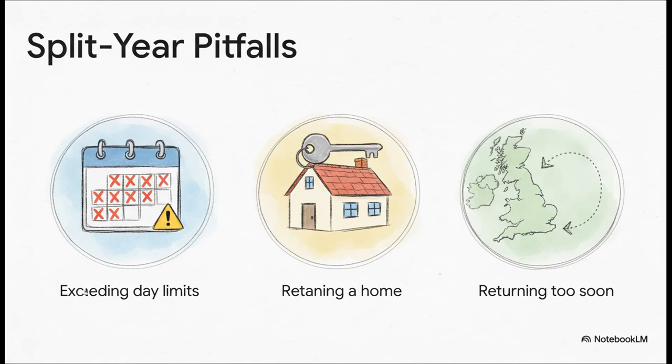But you've got to be careful here. Qualifying for this split-year treatment isn't automatic. It has some very strict rules. If you pop back to the UK too often after you've supposedly left, or if you keep a house here that's technically still available for you to use, or even if you come back to live in the UK the very next year, all of those things can blow up your claim, and you could end up being taxed for the full year. So you really have to plan this part carefully.